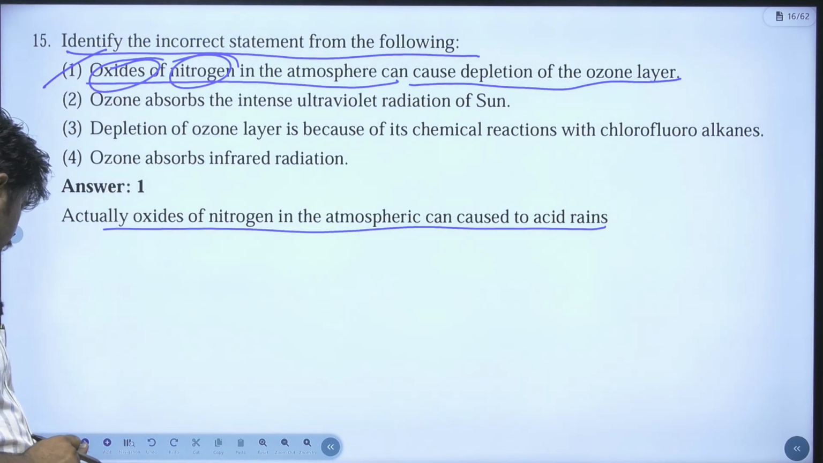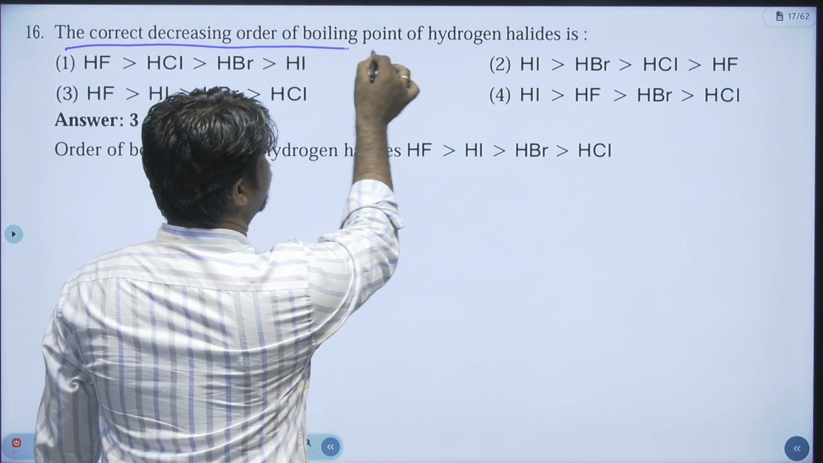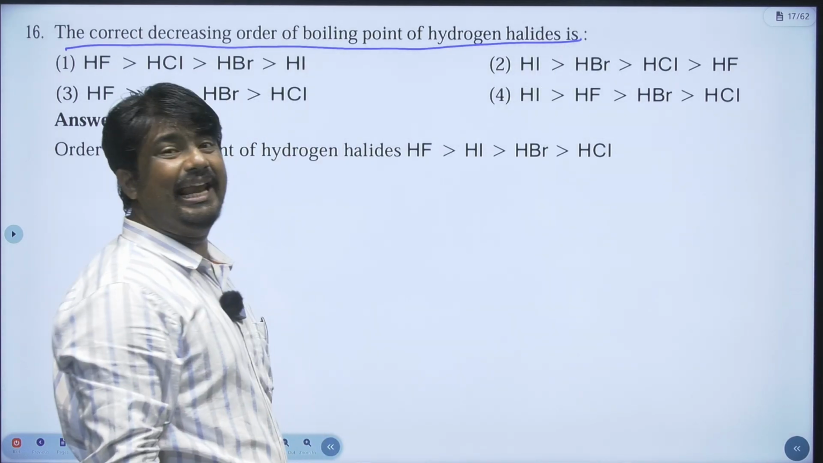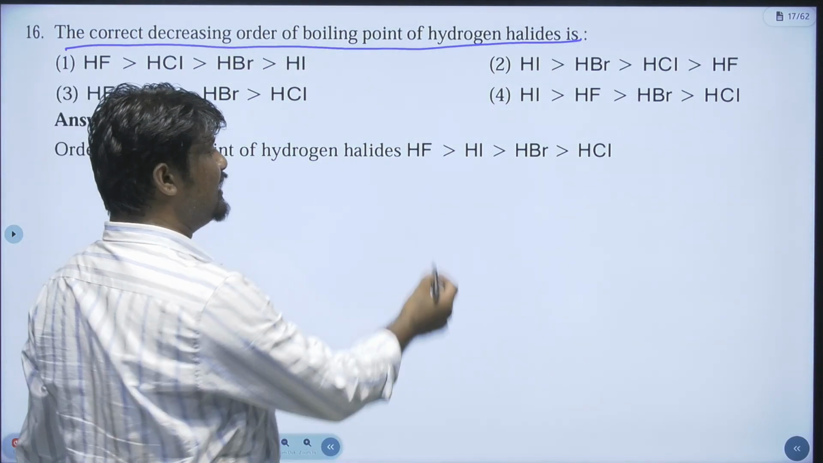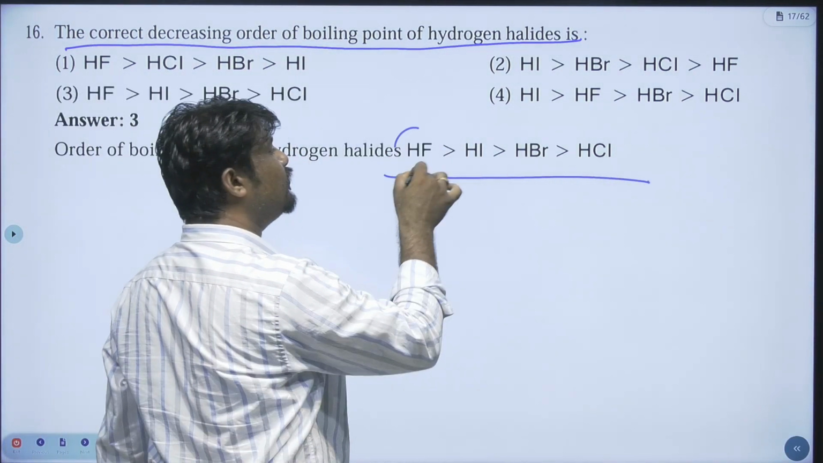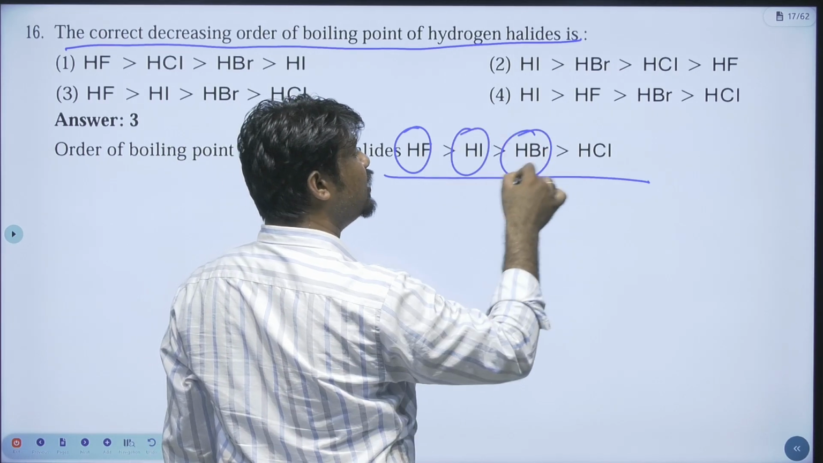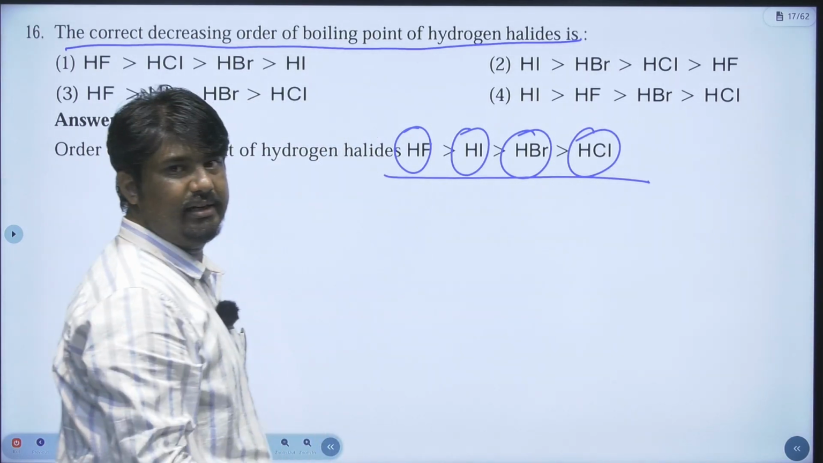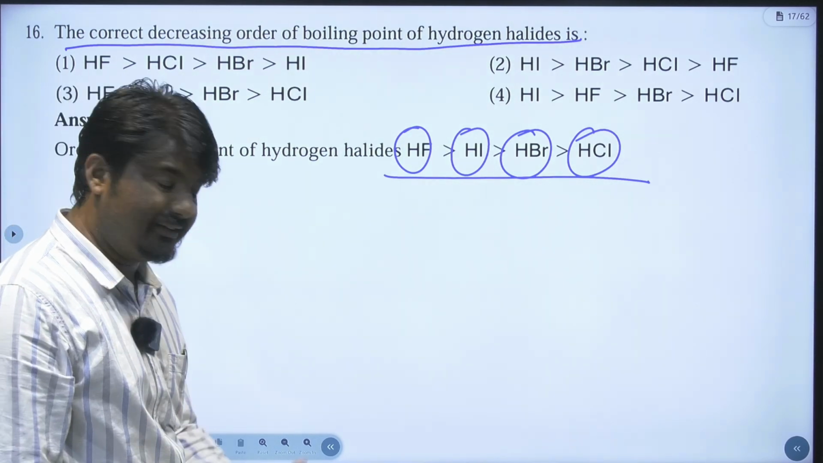Well, go to the next question. The correct decreasing order of boiling point of hydrogen halides is. Here, the order of boiling point of hydrogen halides is in the following order: hydrogen fluoride is more than hydrogen iodide, then hydrogen bromide, then hydrogen chloride. So this is the decreasing order of the boiling point of hydrogen halides. Go to the next question.